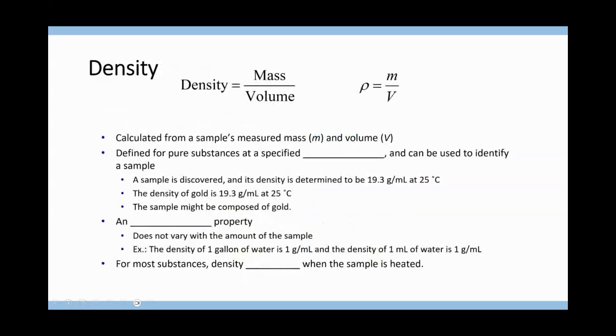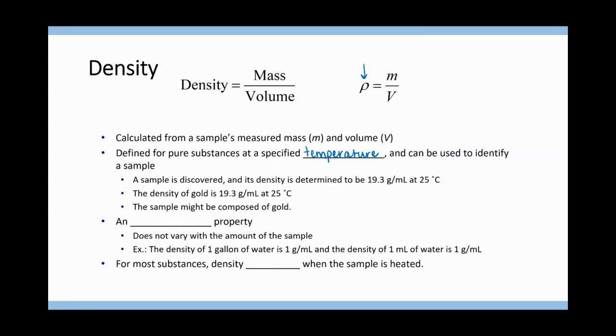So density is mass over volume. You will often see density as the Greek letter rho, and then mass over volume, capital V for volume. It is calculated from a sample's measured mass and measured volume, and is defined for pure substances at a specified temperature. Density can change at different temperatures. So provided density values are at a specific temperature.